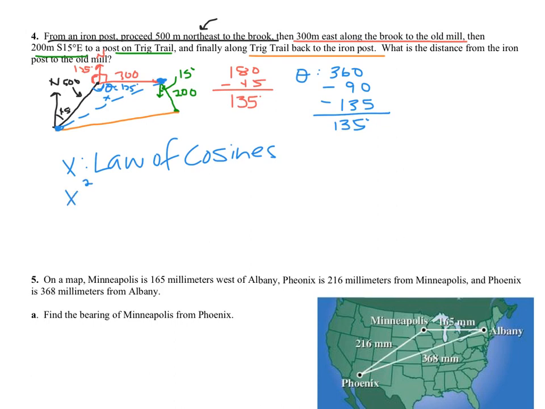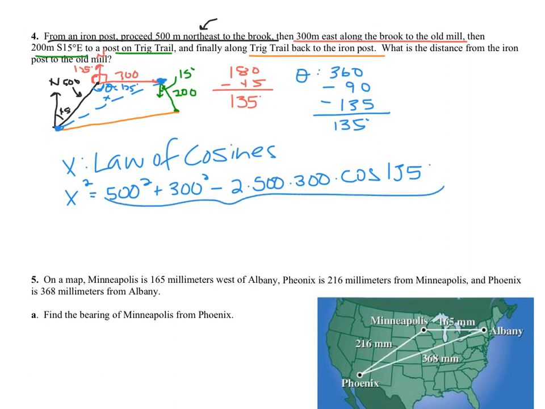To set it up, x squared would equal 500 squared plus 300 squared minus 2 times 500 times 300 times cosine of the angle in between, 135. As usual, type all of that into your calculator at once. Pause the video and actually type it in. Once you're done, press play and we'll continue on.